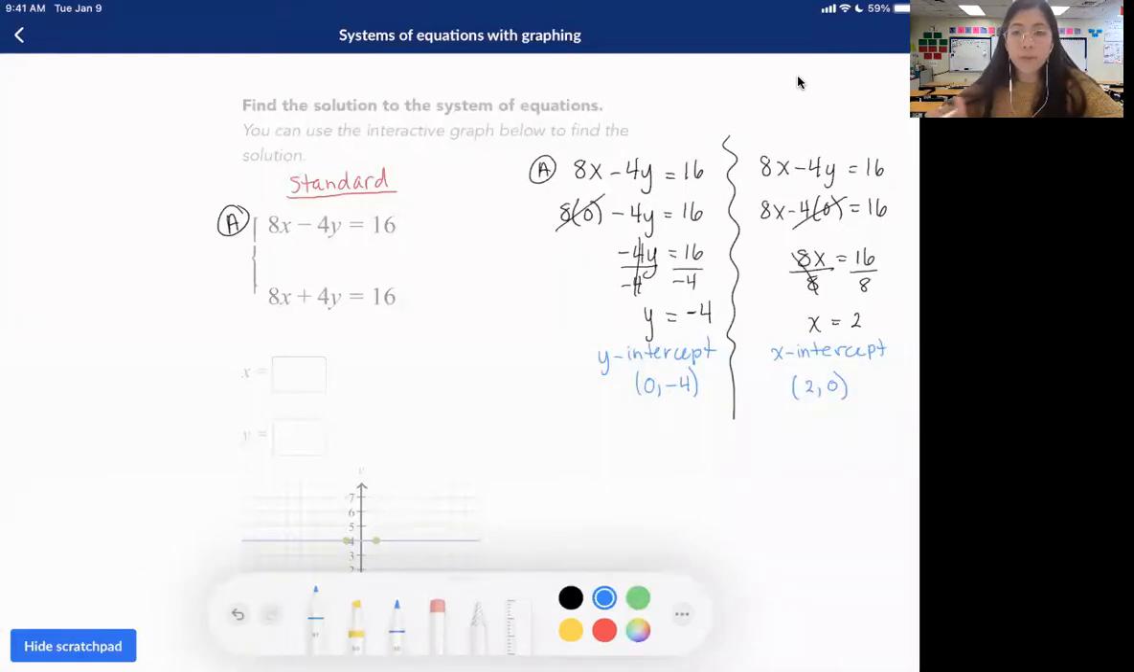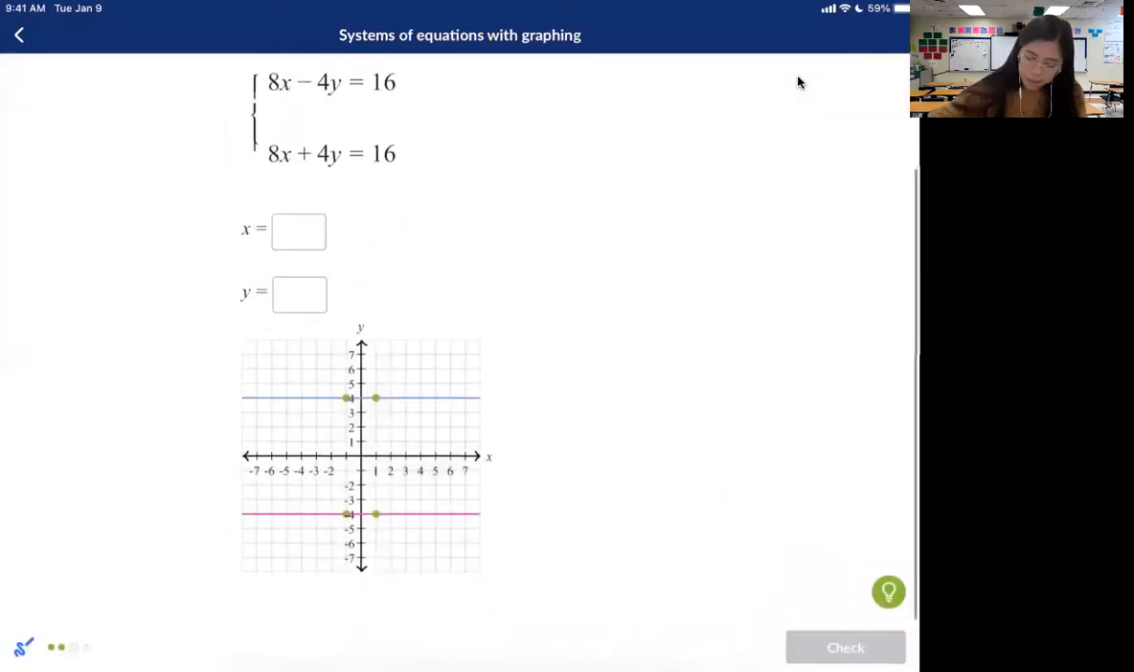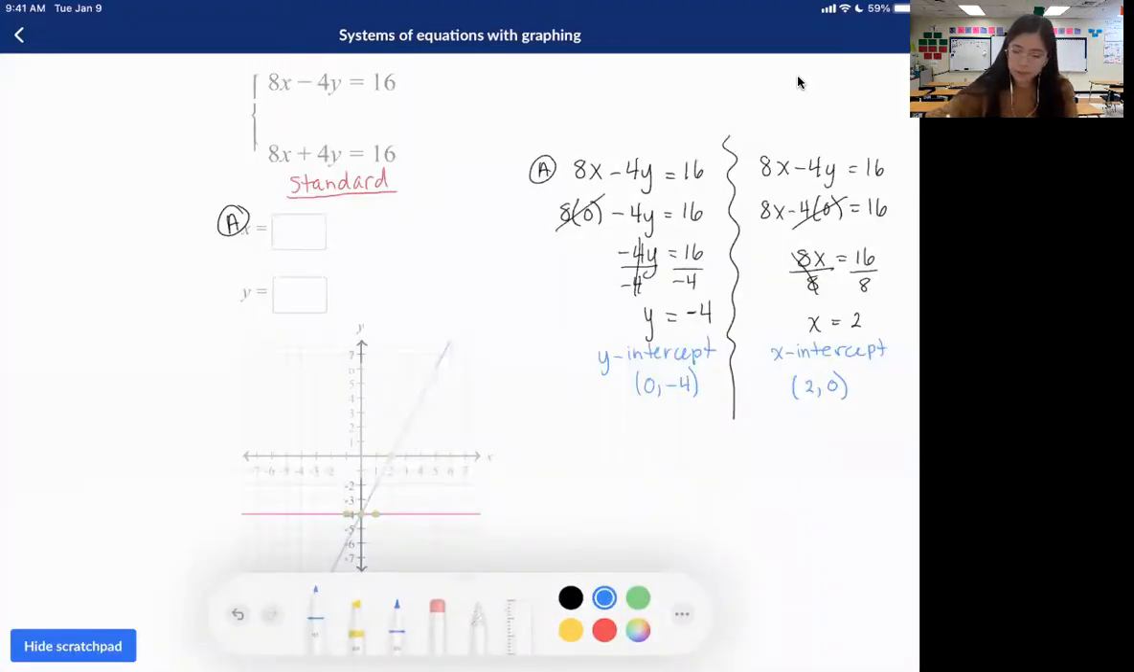So once you have those two answers, you can go to the graph, and I'm going to put a point at -4 on the y-axis and a point at +2 on the x-axis. So let me go ahead and do that. I put a point on the -4 right here, and on the +2 right there. Okay, just like I did. So just like I said, 0, -4 and 2, 0. So that was my blue graph.